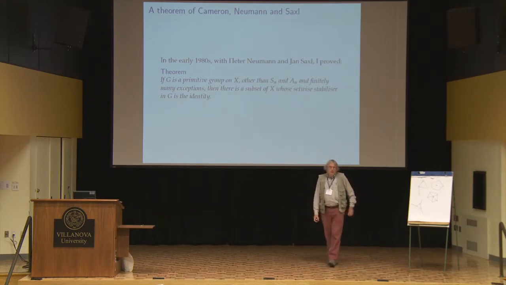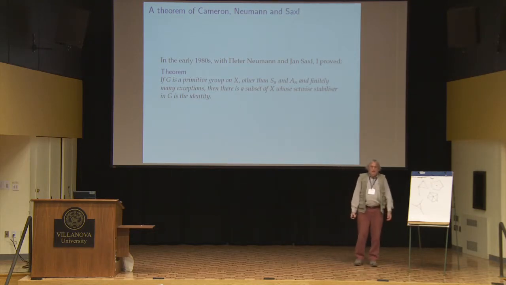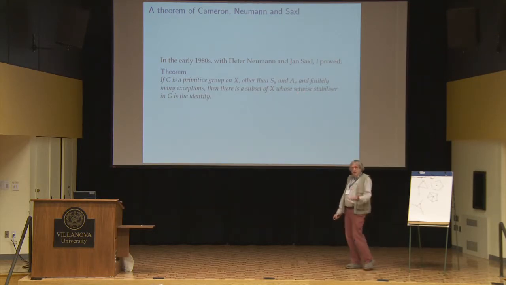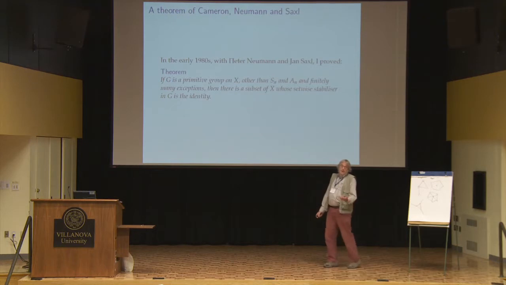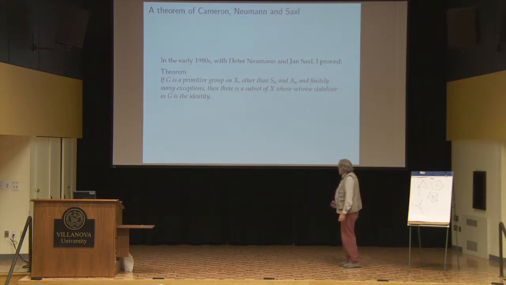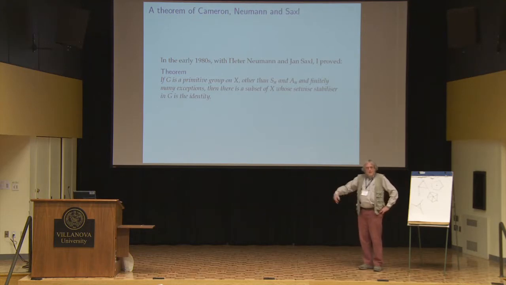So you might expect that if you take a reasonably nice, rich group acting on X, then every subset would be moved by some non-identity element of the group. Well, it isn't so. There's a subset whose setwise stabilizer is the identity. No element of the group fixes that as a set. And as I say, you have to exclude Sn and An because it's obviously false for those. You also have to exclude finitely many exceptions. And in our paper we just said finitely many exceptions. And perhaps that was a good thing, because there are several different ways that you can take that.